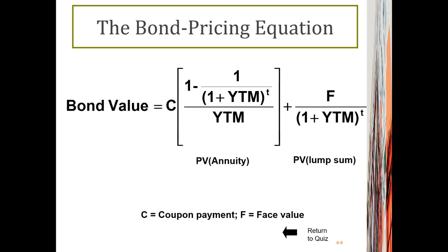Now let's take a look at the bond pricing equation. And this equation actually gives you a shortcut to get the present values of all coupon payments. The C here is the coupon payment, and F is the principal payment, or the par value payment. And here YTM is the interest rate that we use to discount those cash flows.